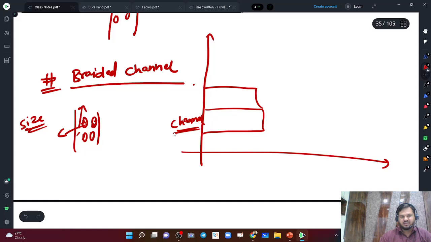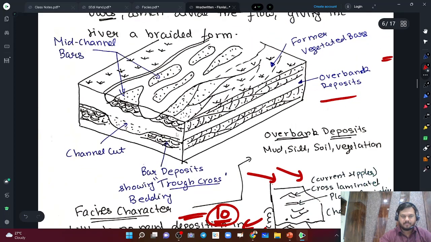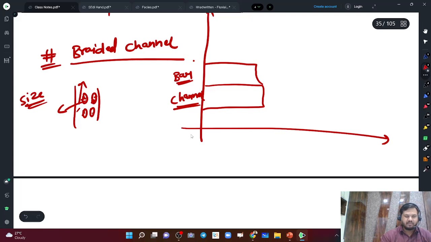Channel has the highest energy, right? Then we have the bar deposits. They are also pretty coarse grain. And we are not getting anything else inside the channel, right? This is what we are getting. We might be getting some deposit in the channel, and then we are getting mid channel deposit, right? So there will be repetition of this pattern basically. The next pattern will be something like this, right? So this is mostly all sand and more or less the same.